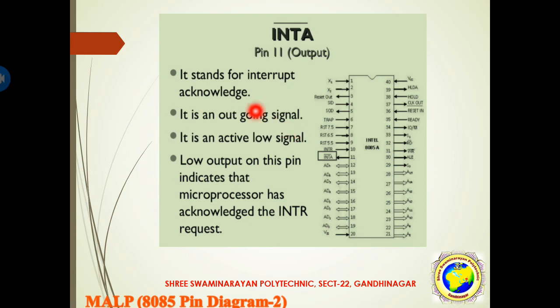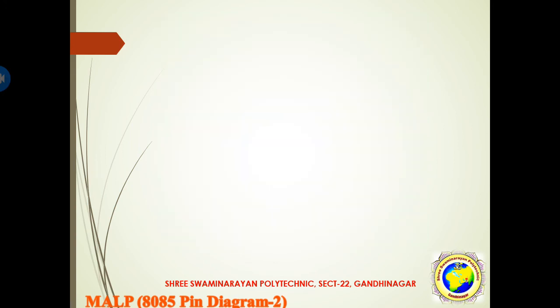Then the interrupt acknowledgement is INTA bar. It stands for interrupt acknowledge. It means it is notified that the interrupt is there, and an acknowledgement is given to the system. It is an outgoing signal and an active low signal. A low output on this pin indicates that the microprocessor has acknowledged the interrupt request. So here the low output means the interrupt request is acknowledged.